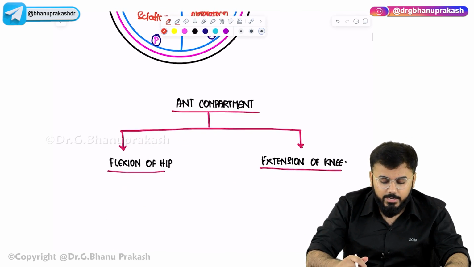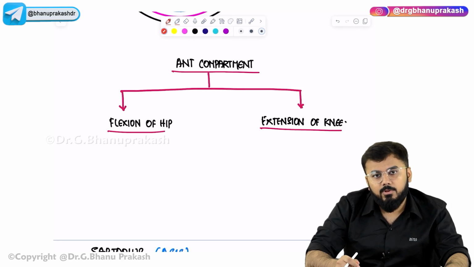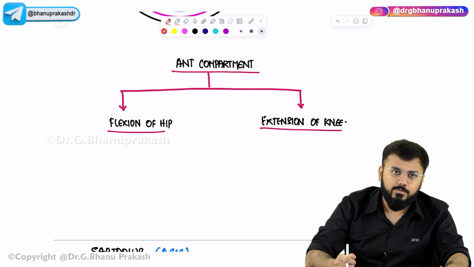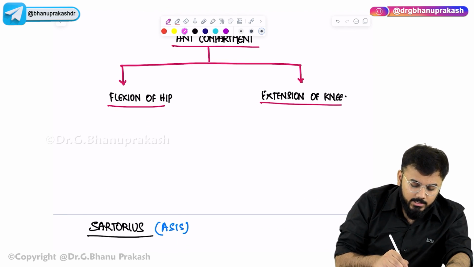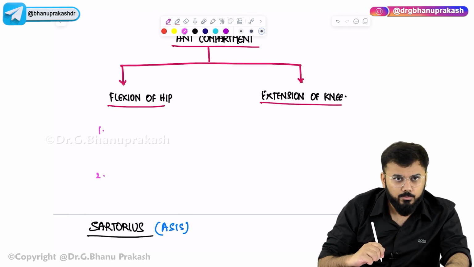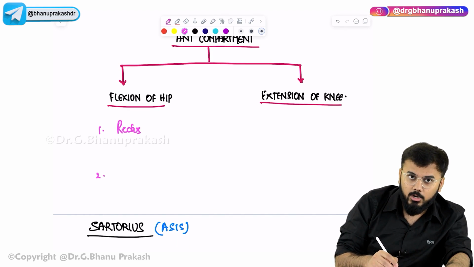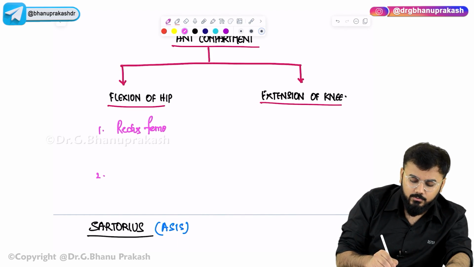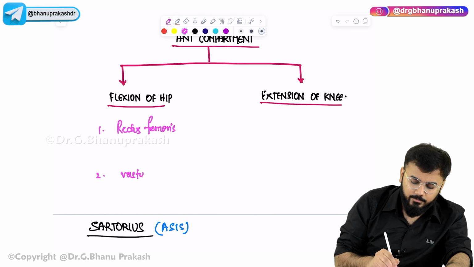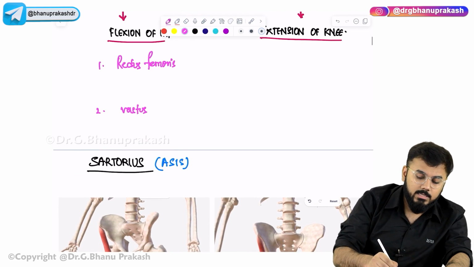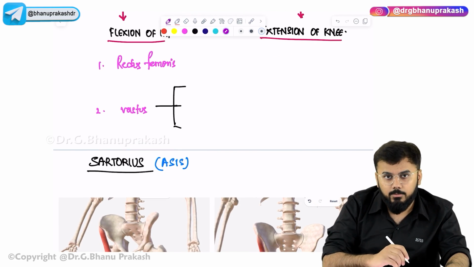So when it comes to the anterior compartment, there are two actions that are done over here. Either there will be flexion of the hip or there will be extension of the knee. So let us discuss what are the extensors of the knee. The extensors of the knee are divided into two groups. One muscle which is straight is called rectus, which is present in the femoral region is called femoris, rectus femoris. Second important muscle is called the vastus muscle. So how many vastus muscles are there? There are three important vastus muscles.